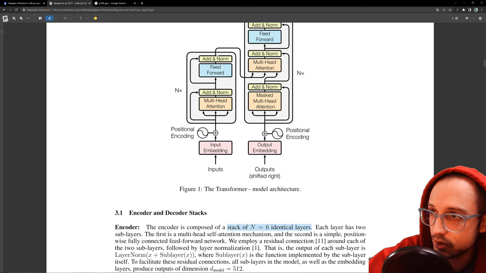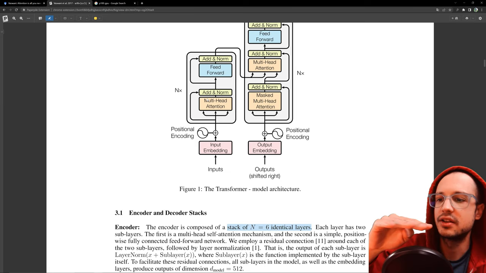The first is a multi-head self-attention mechanism, this orange one here. The second is a simple, position-wise fully connected feed-forward network, this blue one here. So this feed forward is just going to be your standard multi-layer perceptron, whatever you want to call it, a fully connected neural net, basically just a bunch of neurons followed by a bunch of neurons, all connected with each other. Called point-wise.